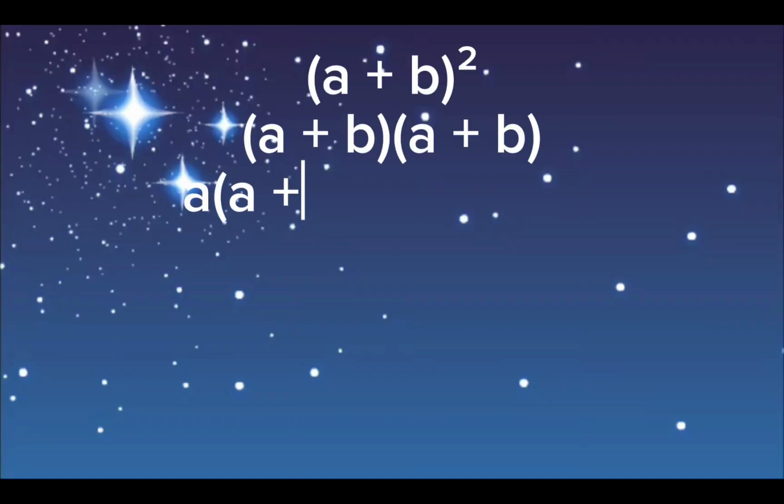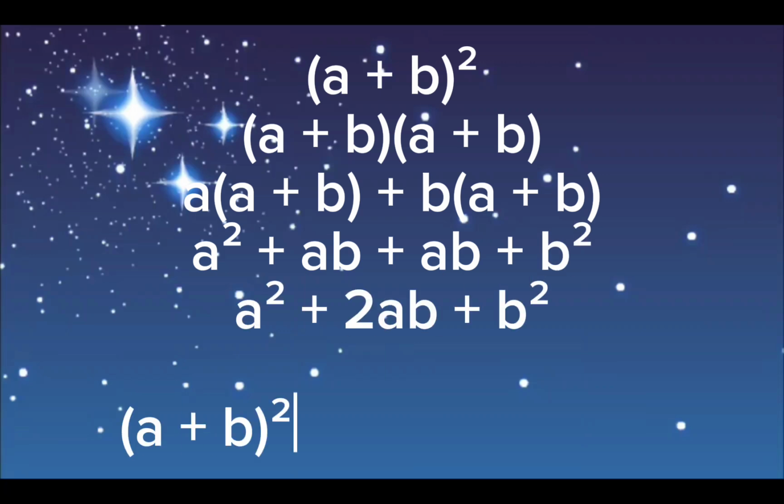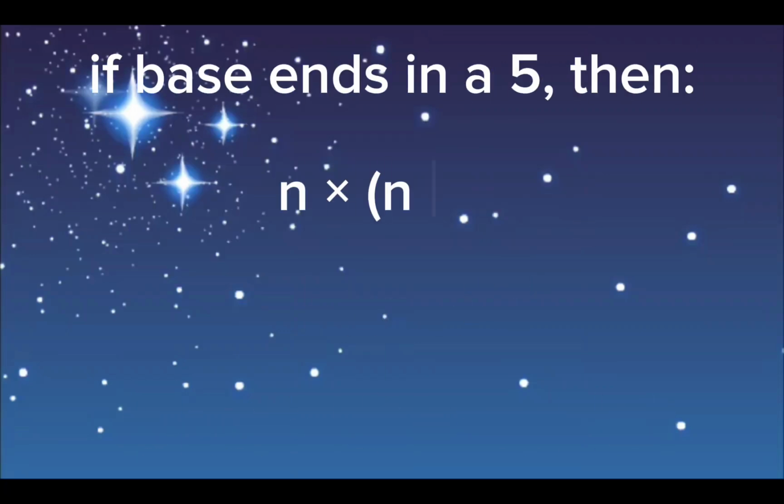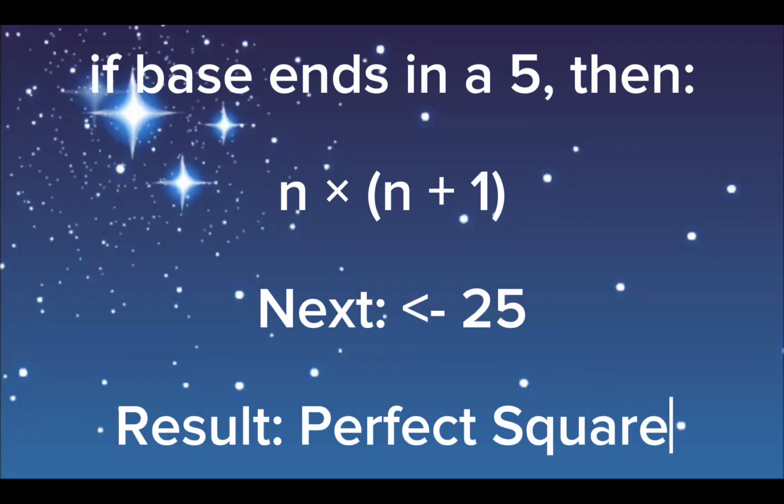Now, while the trinomial is useful for all squares, there's a hidden ending-in-a-5 square shortcut. And it has something to do with taking any number n, multiplying it with the next natural number, then sticking a 25 at the end.